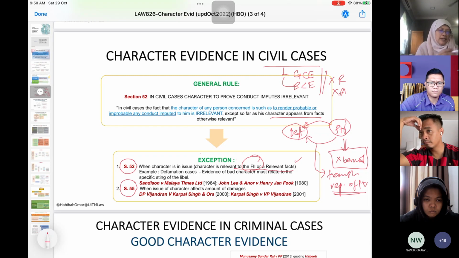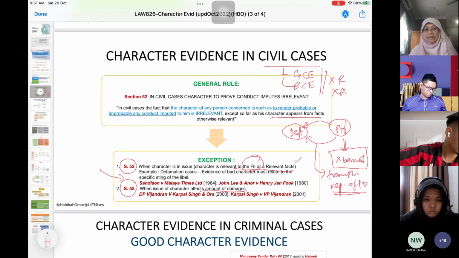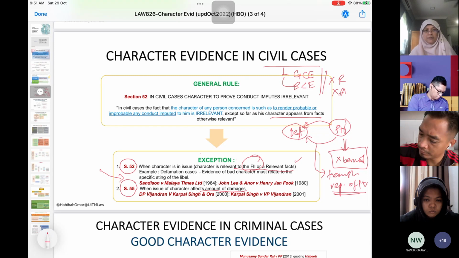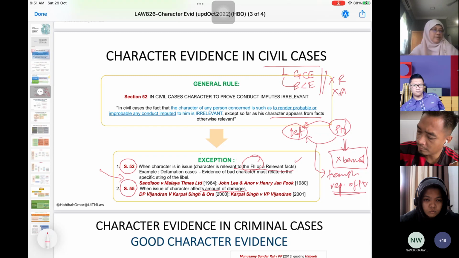Okay? Dan secondly, dalam civil case, you boleh juga bawa character evidence sekiranya you nak assess damages. Ya, under section 55, you want to assess damages. Assessment of damages ni apa? Ya, maksudnya kalau orang tu sue for defamation, alright? So berapa banyak kau nak bagi dia ganti rugi?